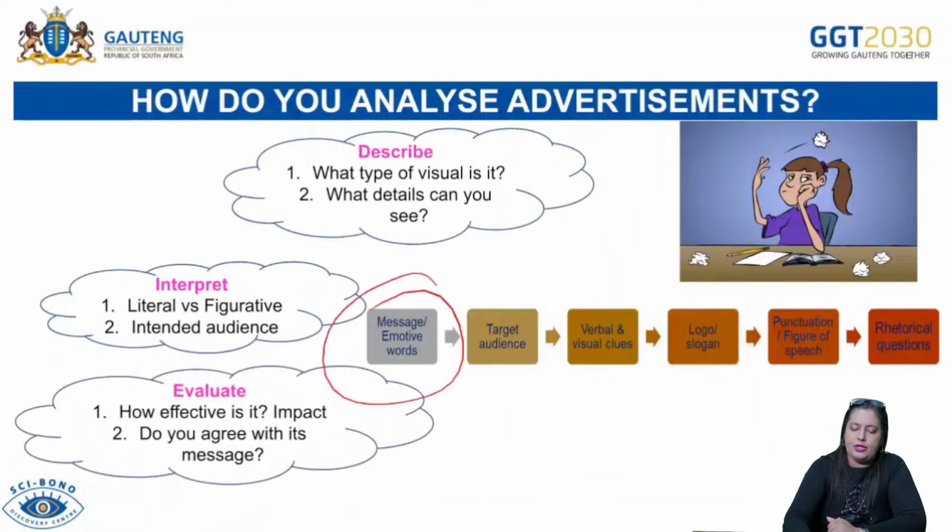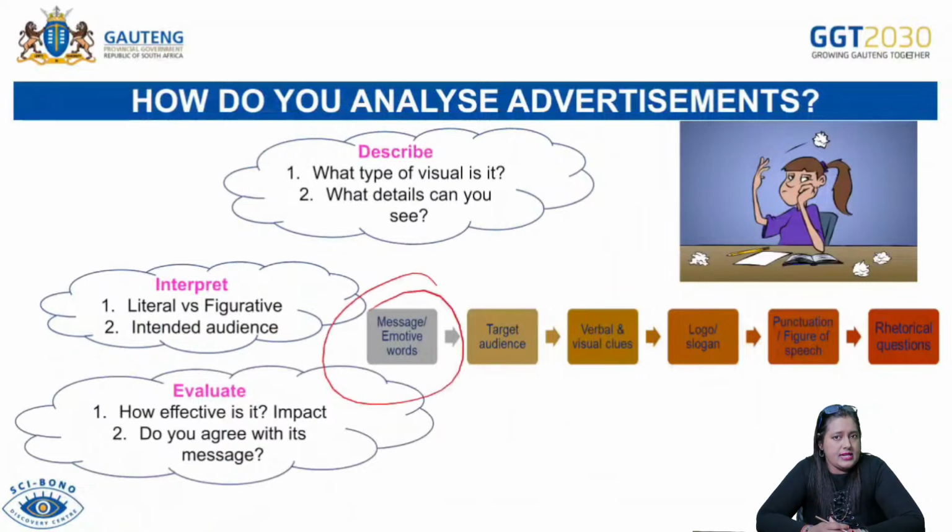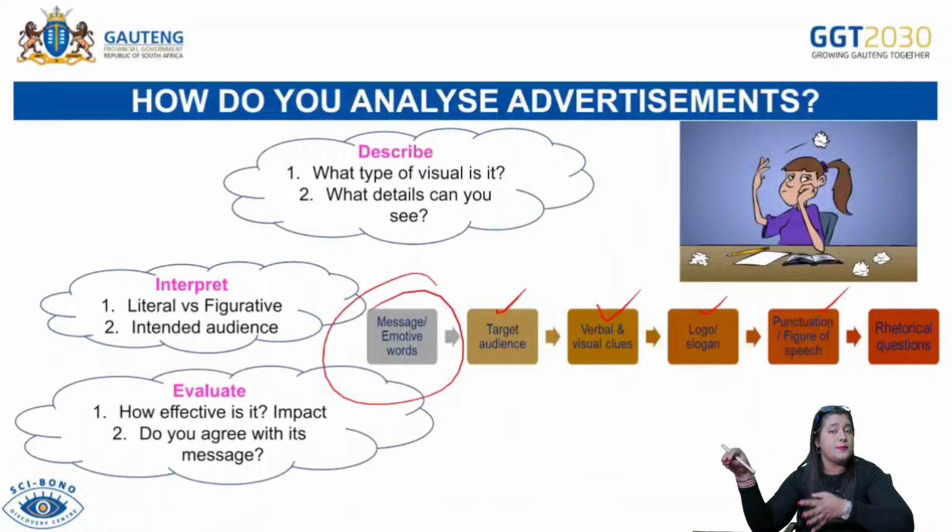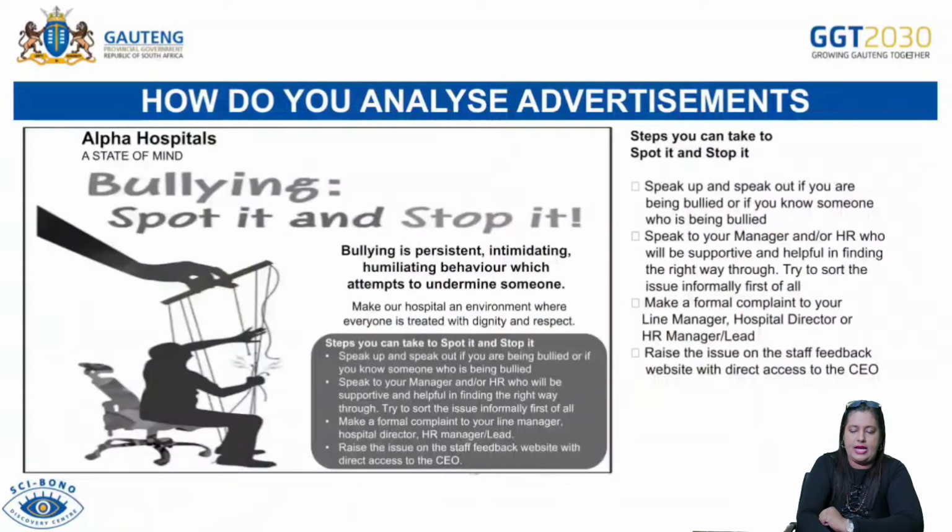Right. So you're looking for the message in terms of what the advertiser wants to get across to us. You're looking for the target audience. You're looking for the verbal and visual clues that might be there in that particular text. You're looking for the slogan versus the logo. You're looking for punctuation marks that are also being used, okay? Because if you have an exclamation mark as opposed to an ellipsis, two different punctuation marks altogether, having different functions, you've got to look at that, okay? And is there use maybe of rhetorical questions there in this particular advertisement?